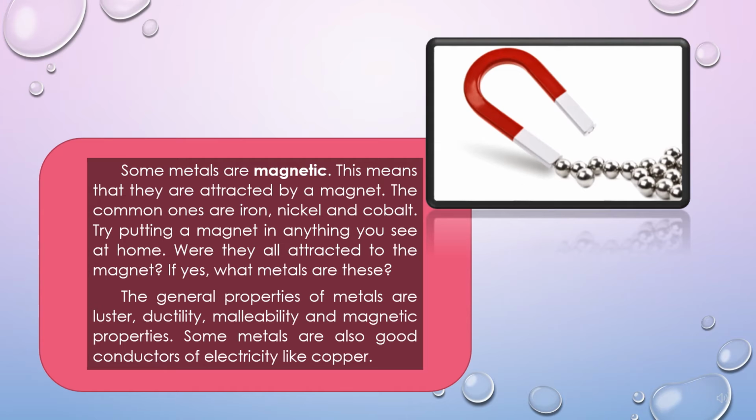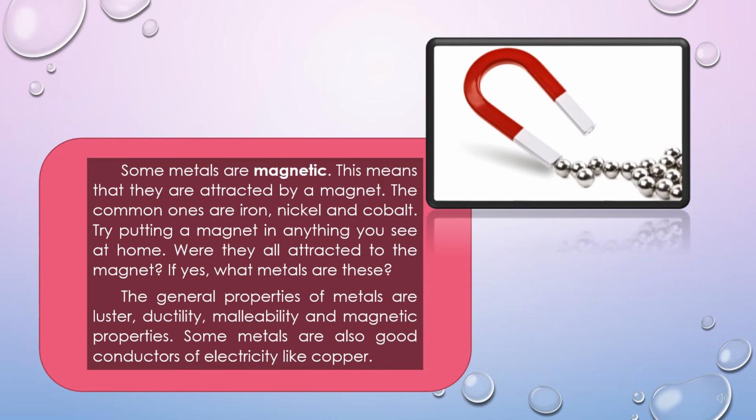The next property of metal is magnetic. This means that they are attracted by a magnet. Okay, so we all know that metals are also magnetic. Okay, they can be attracted by a magnet. The common ones are iron, nickel, and cobalt. So usually yan yung mga common metals that are magnetic.